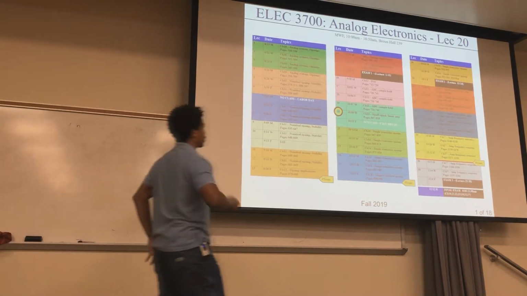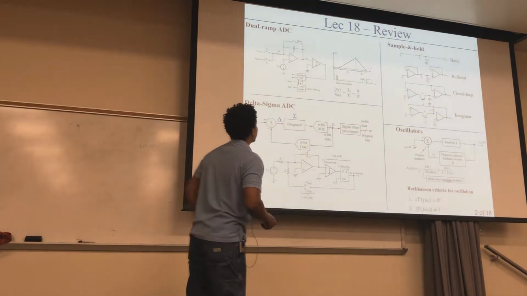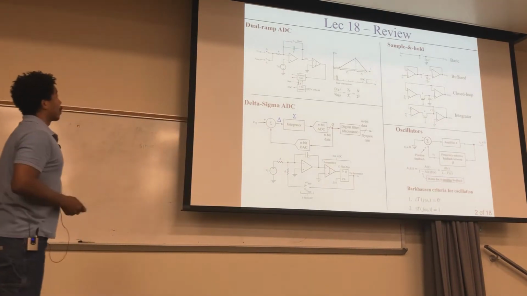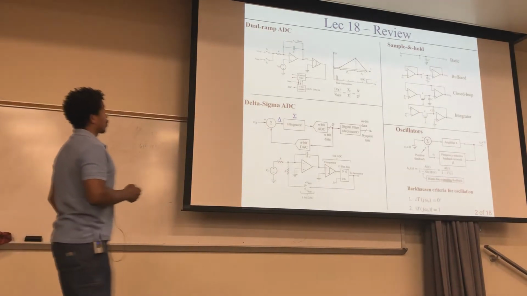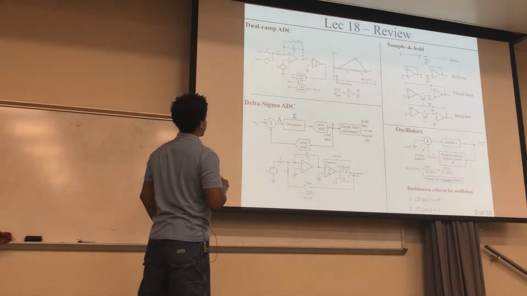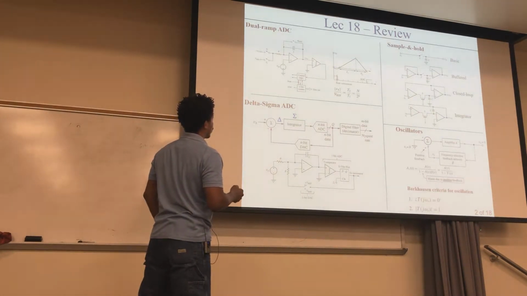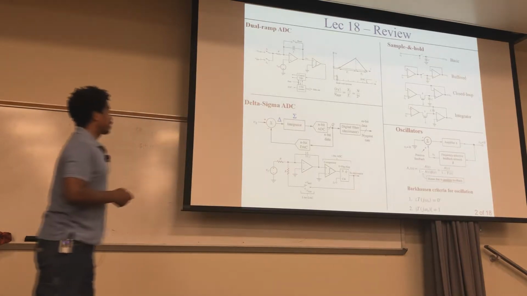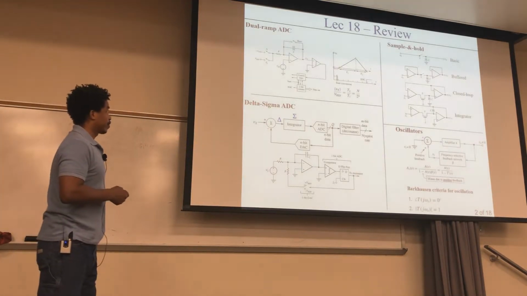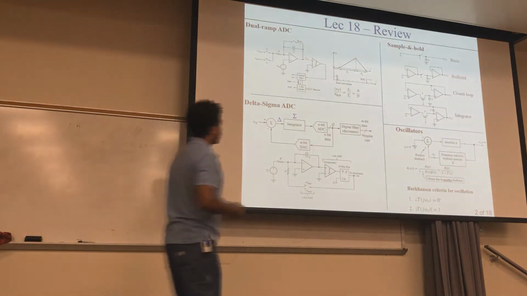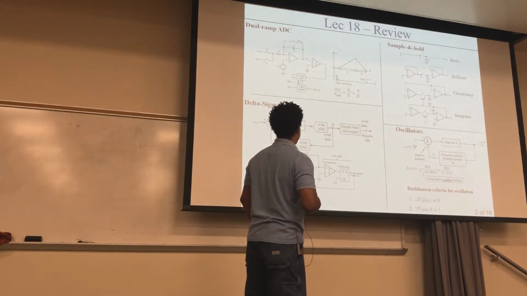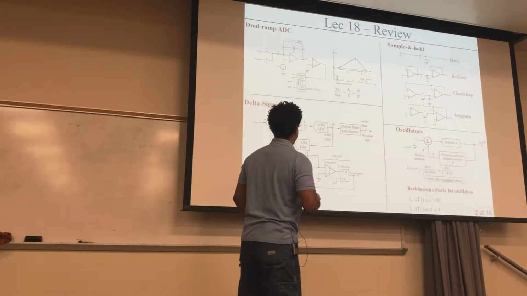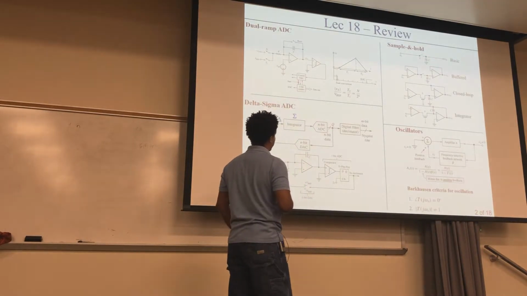Okay, lecture number 20. For review, in lecture 18 we went over analog-to-digital converters, like a dual ramp, where it's based on the times going up and down the ramp. For delta sigma, we also looked at the analog-to-digital converter. It's based on an integrator, with this n-bit DAC that feeds back for the negative feedback.